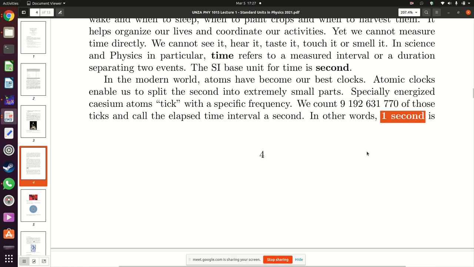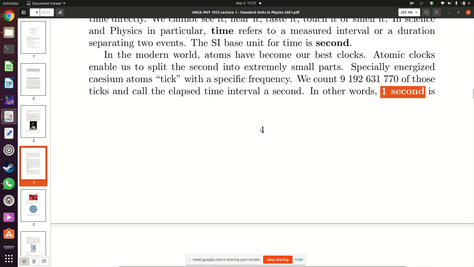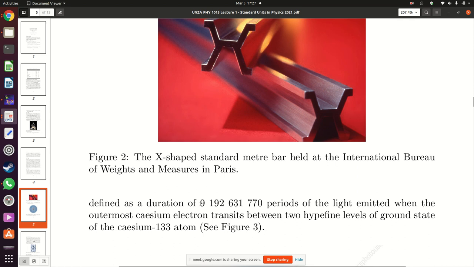We know that 1 second is very small, but imagine this 1 second divided into this many parts. Okay, that's going to give you the period of the light emitted by cesium. The period of a wave is very small.